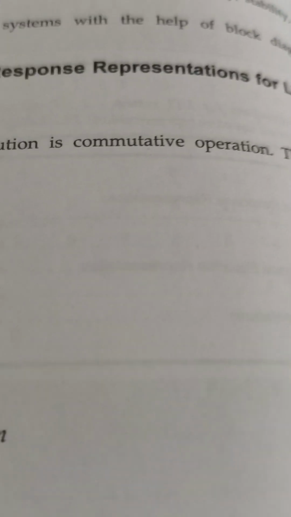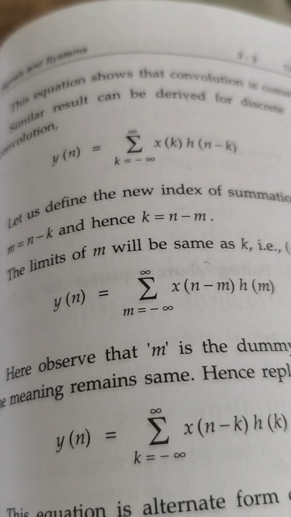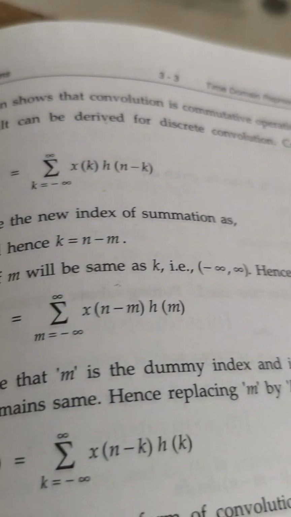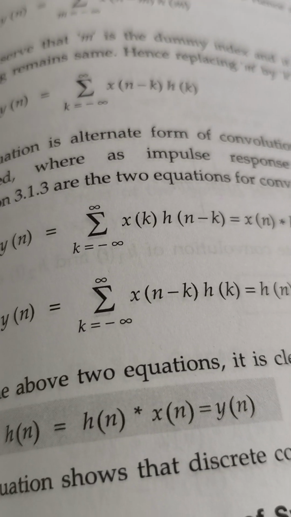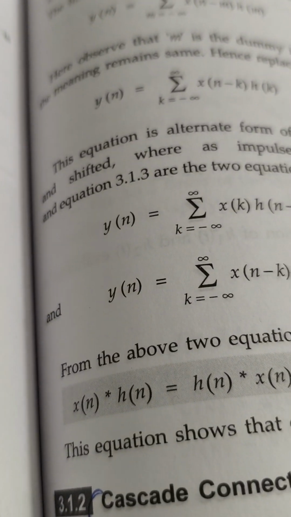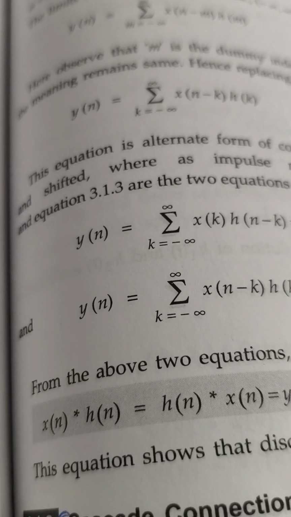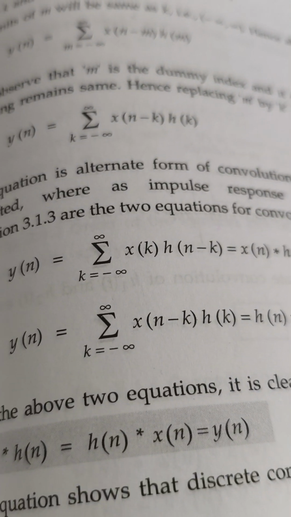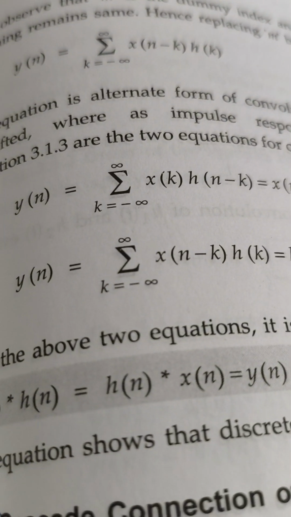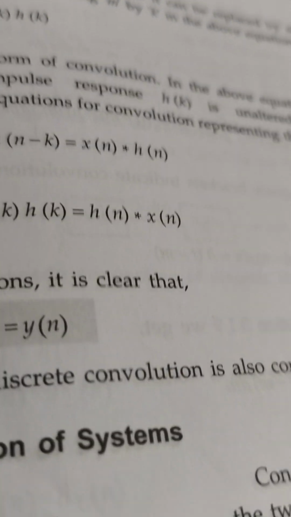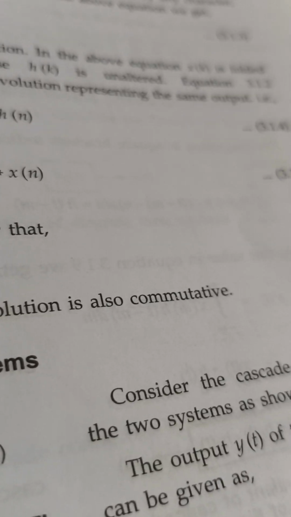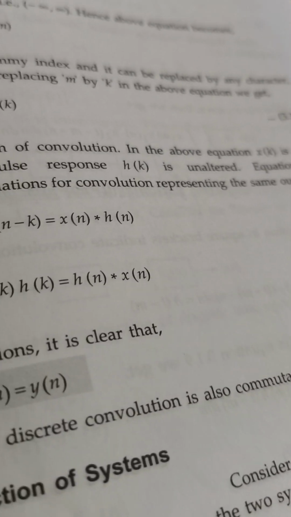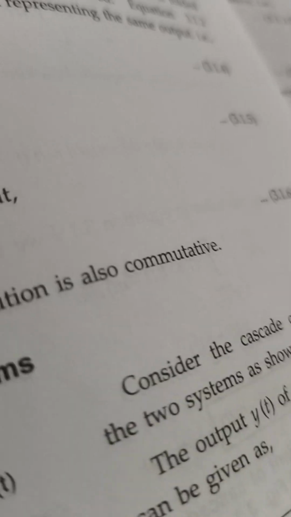Similarly, we have taken the convolution integral here; here also we can take the convolution sum. Even the convolution sum obeys the commutative property. Here you see, x of n into h of n is equal to h of n into x of n. This equation shows that discrete convolution is also commutative. Discrete convolution also obeys the commutative operation.